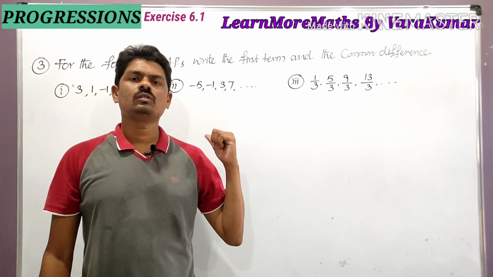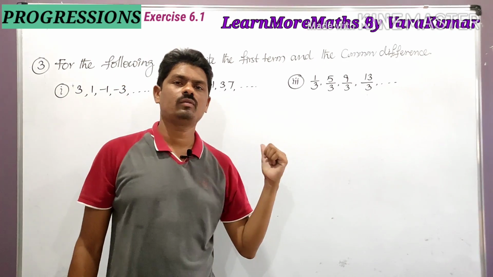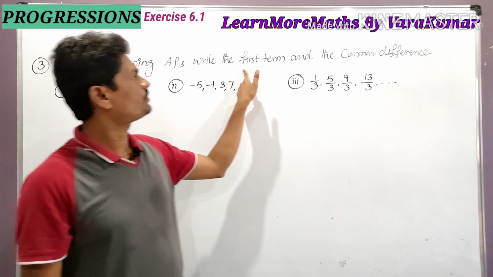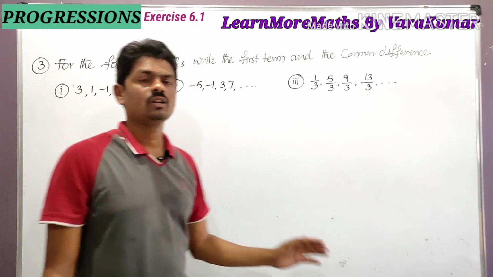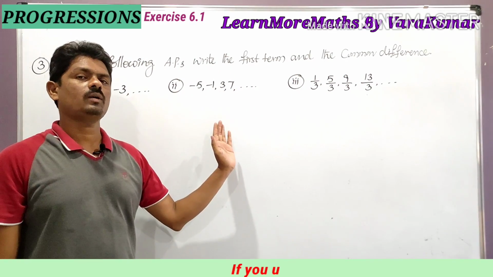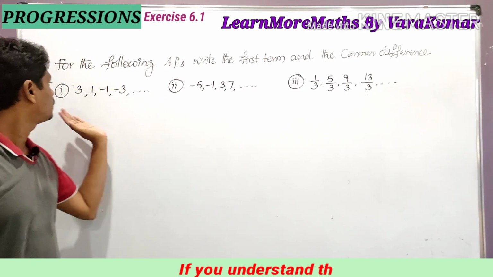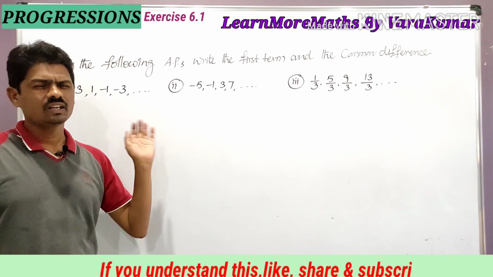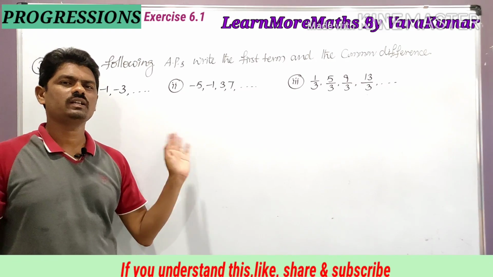Student, now we have to solve the third problem from exercise 6.1. This is the third problem, student. For the following APs, write the first term and the common difference. So there are 4 bits in the third problem, student. He has given the series. He is asking to write the first term and the common difference. Very easy, student. Very, very easy.